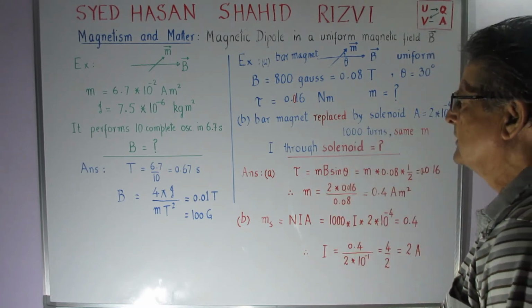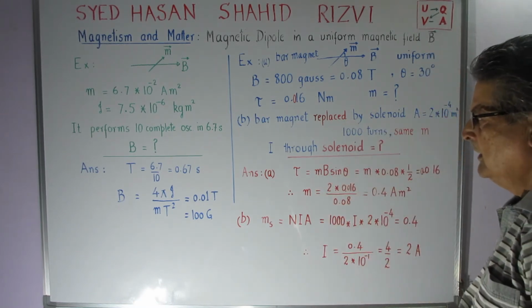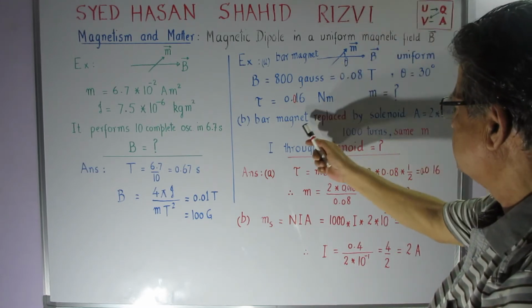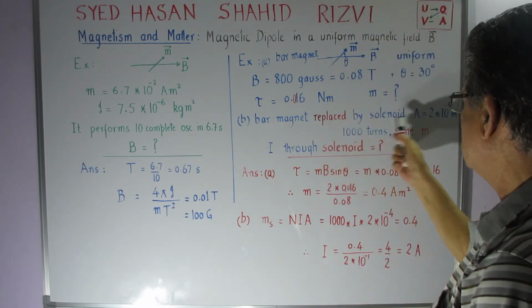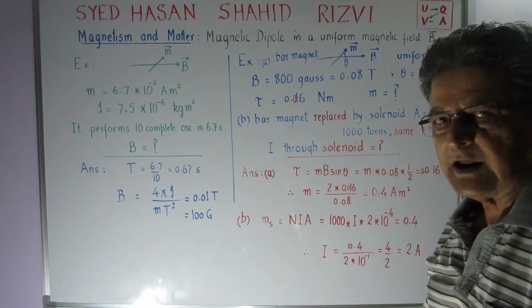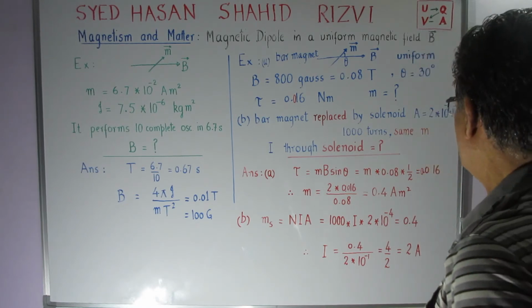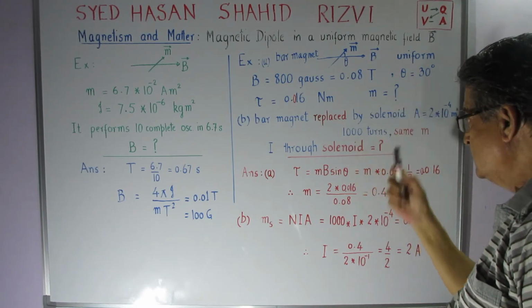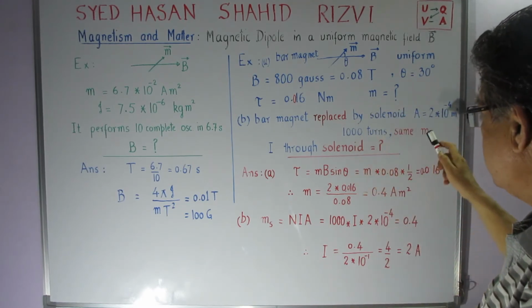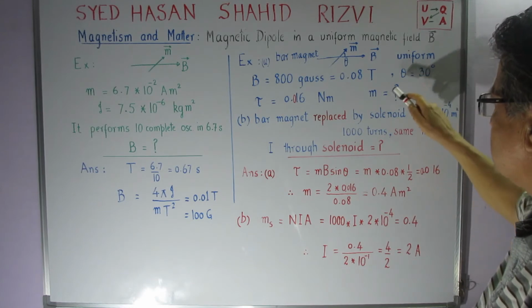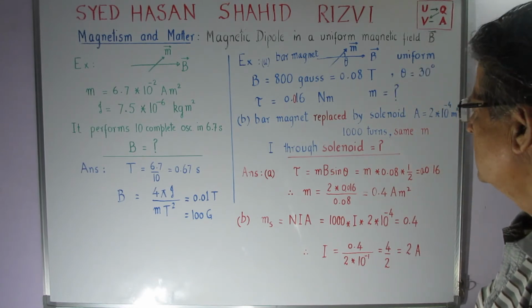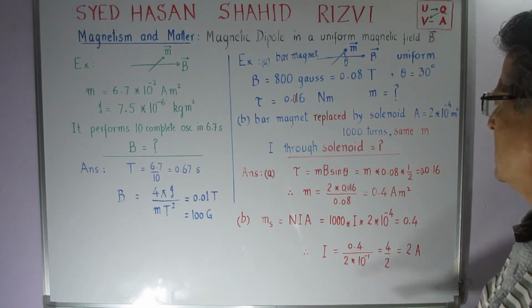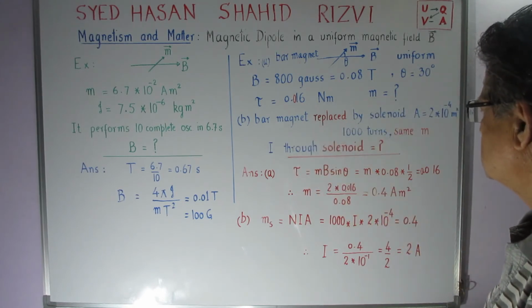We'll calculate it here. Then they say that the bar magnet is replaced by a solenoid with an area of cross section equal to 2 into 10 to the power of minus 4 meter square, 1000 turns, and having the same M value which was obtained here, right? So you are asked what is the current through the solenoid.